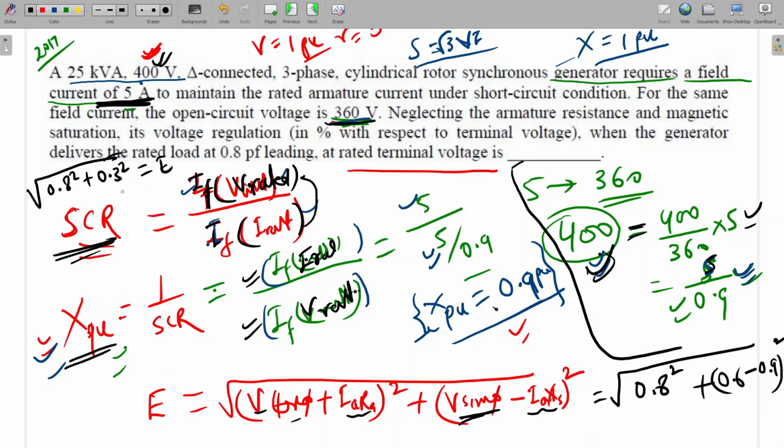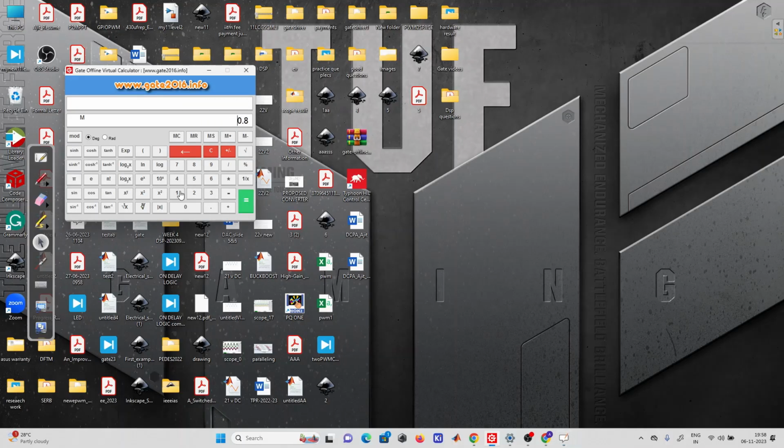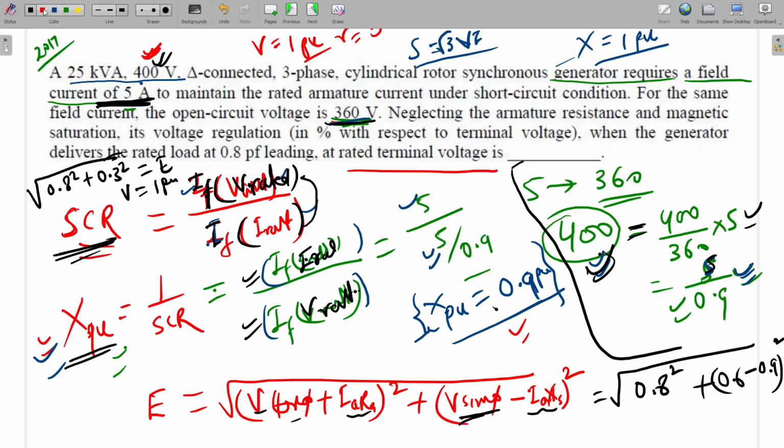And what is the value of V? V will be 1 per unit. So calculating this, under root of 0.8 square plus 0.3 square, E is equal to 0.85. So this is E. Then E minus V divided by V, which is 1 only, into 100. How much? Minus 14.55. You can check the answer also, it is a previous year question. It will be minus 14.55 percent.